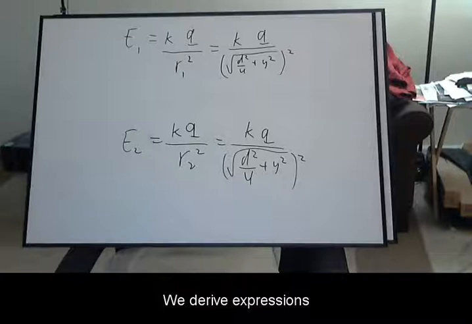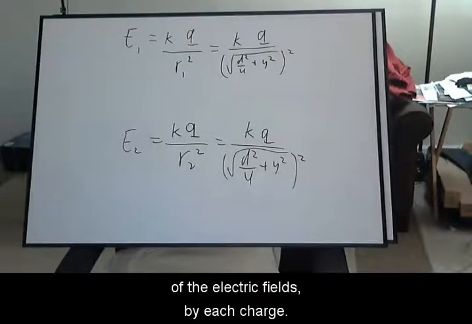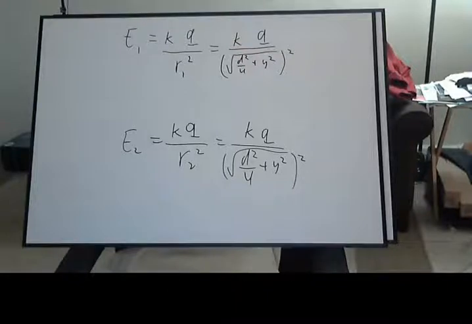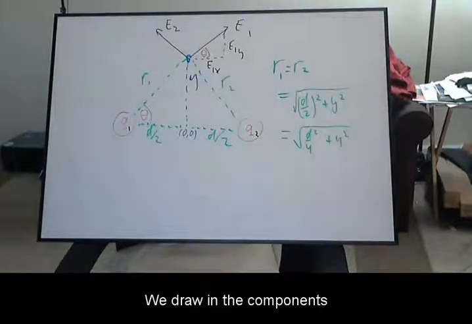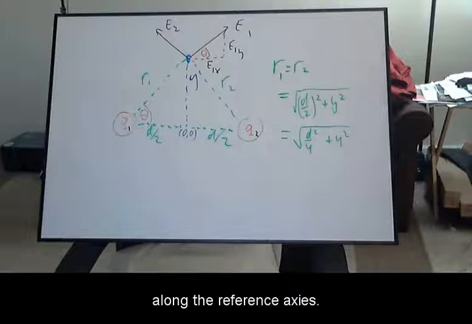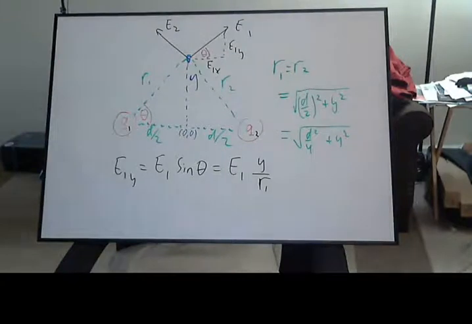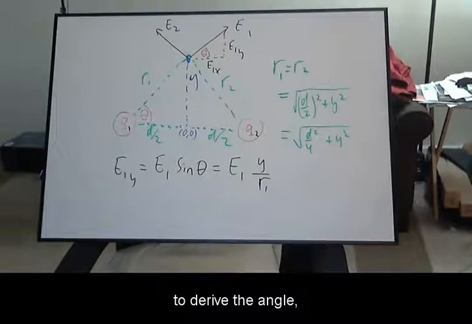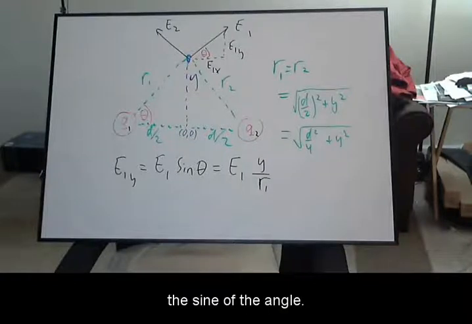We derive expressions for the magnitudes of the electric fields by each charge. Before we add the fields together, we need to look back at our diagram and consider components. We draw in the components along the reference axis. We use trigonometry to derive the angle, and for components, the sine of the angle.